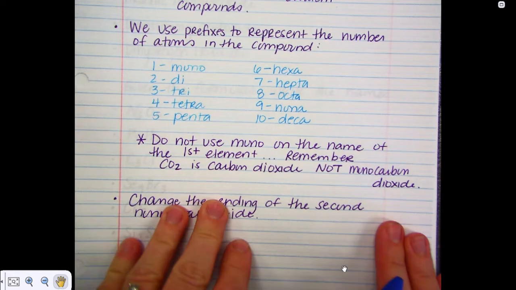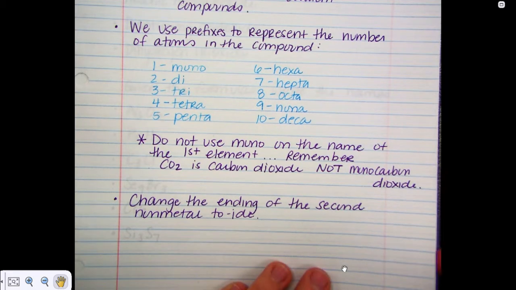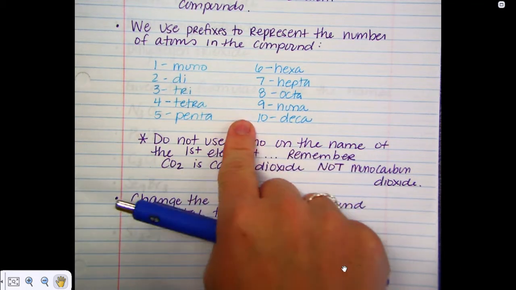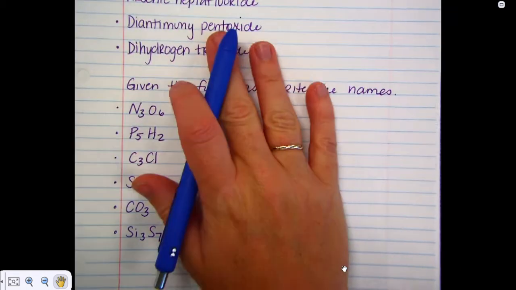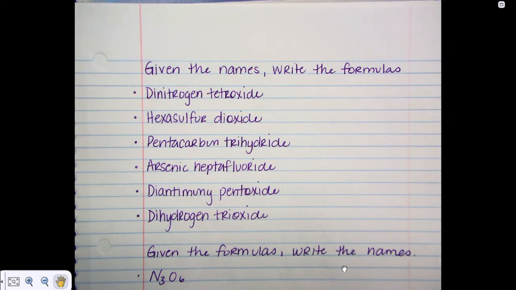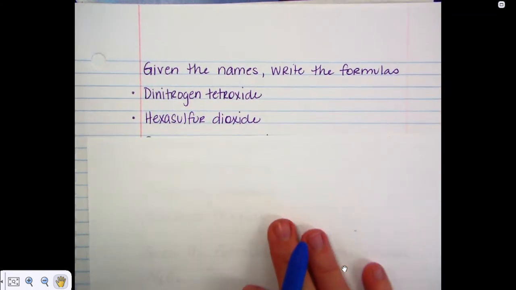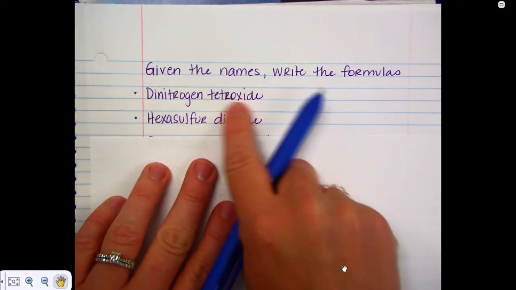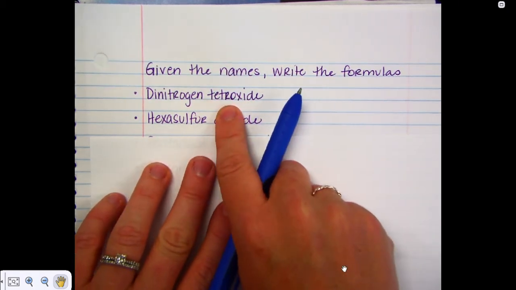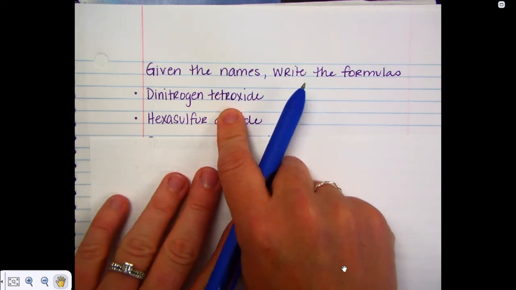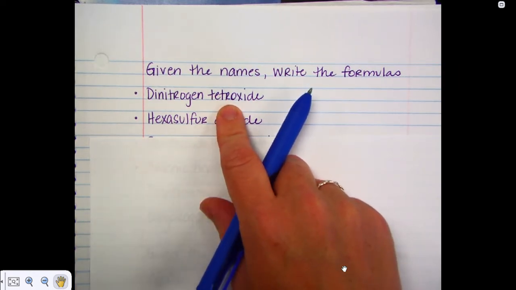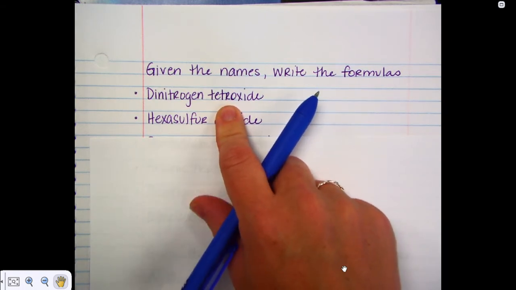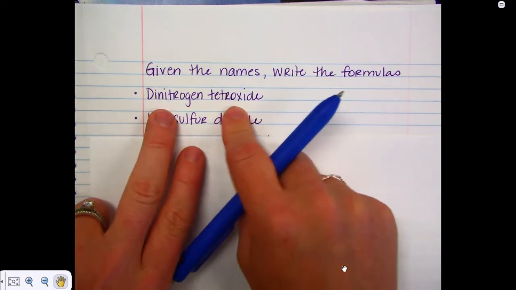So we're going to go through some examples of writing names to formulas and formulas to names using our prefixes. I'm going to refer back to this list of prefixes as we go as needed. All right, so we'll go through these a little chunk at a time. So for the first one, dinitrogen tetroxide. So this one is tetroxide, or tetraoxide. When you have the two vowels there, usually one of them drops, and it's generally the one associated with the prefix. As you do these, when you say them, it becomes apparent where the vowel should drop. So we'll go through this one at a time.